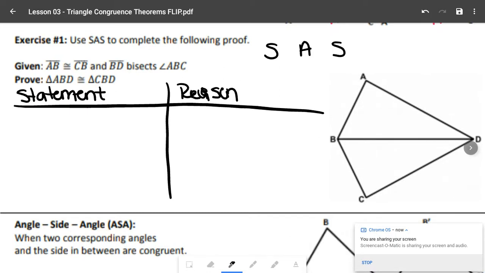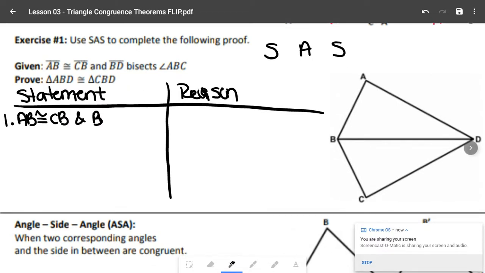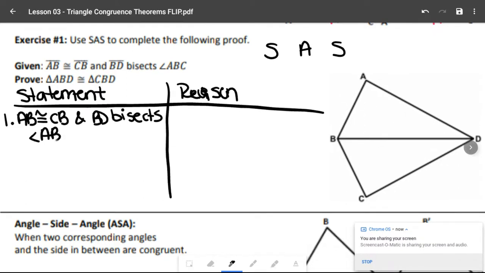Okay, so that being said, remember your first step is always to write down exactly what the given says. So AB is congruent to CB, and that's just an end symbol, BD bisects the angle ABC. Our reason is just because we know that. It's our given, we were told it, there's no guessing, it's exactly what we know.